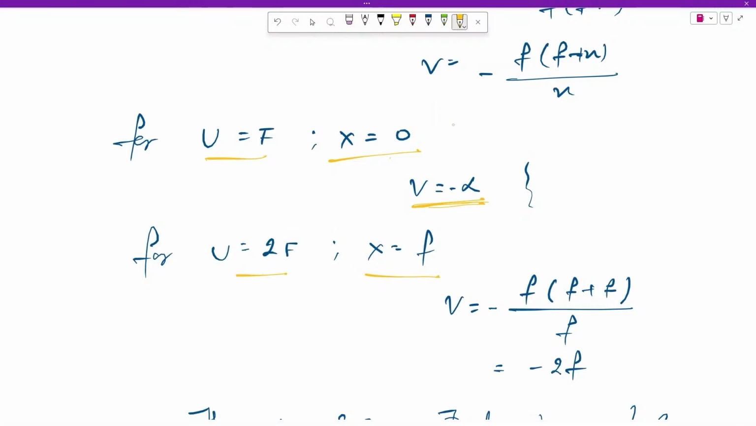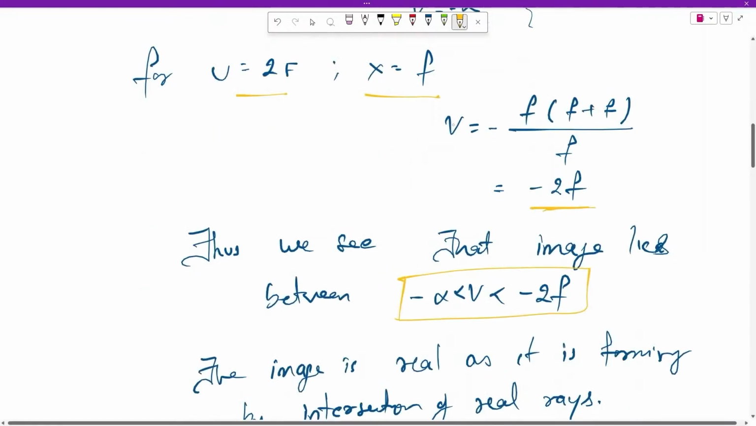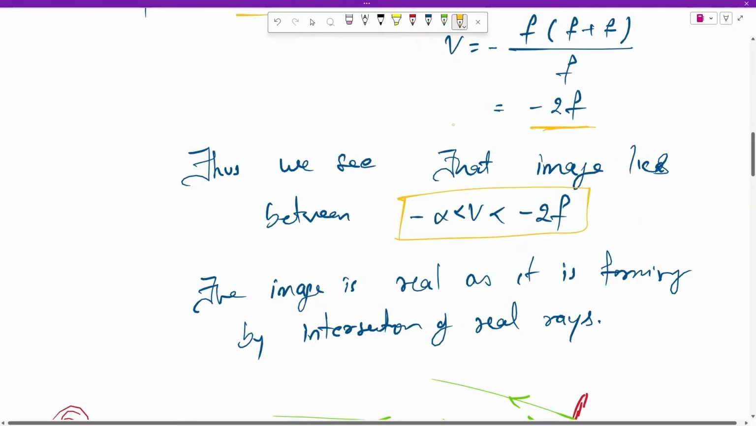Using the value of f in the place of x, we will get a value of minus 2f. So in this expression, we see that the image lies between minus infinity and minus 2f. Thus, the image is real as it is formed by the real intersection of the rays. And in the question also, it was given that we have to prove that when the object is placed between f and 2f of the concave mirror, then it produces a real image beyond 2f. And the image is also beyond 2f.